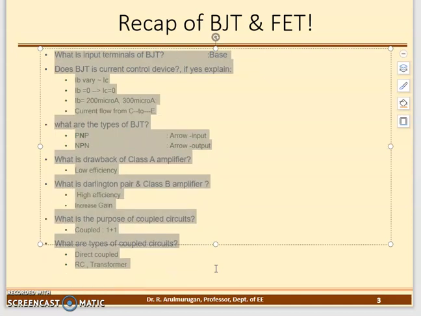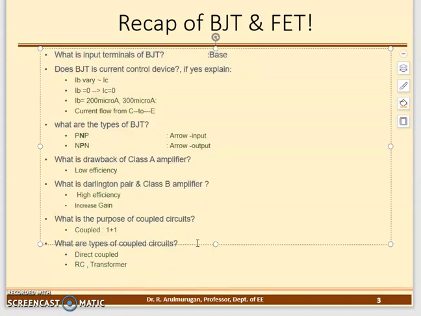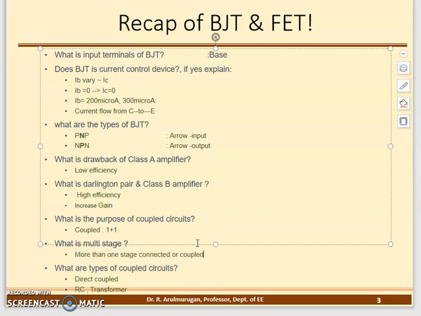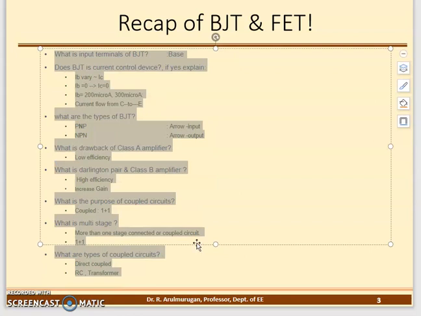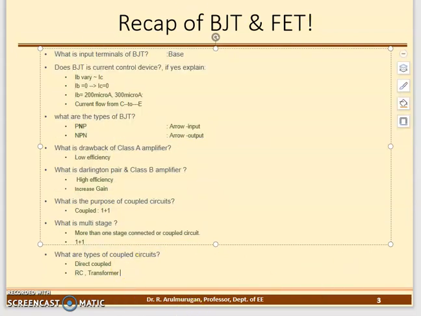This is called multi-stage. What is multi-stage? Multi-stage means more than one stage connected, or a coupled circuit. So 1 plus 1, that is called coupled, that is called multi-stage. That's all. This was a short revision, a recap of what we discussed in the last class.